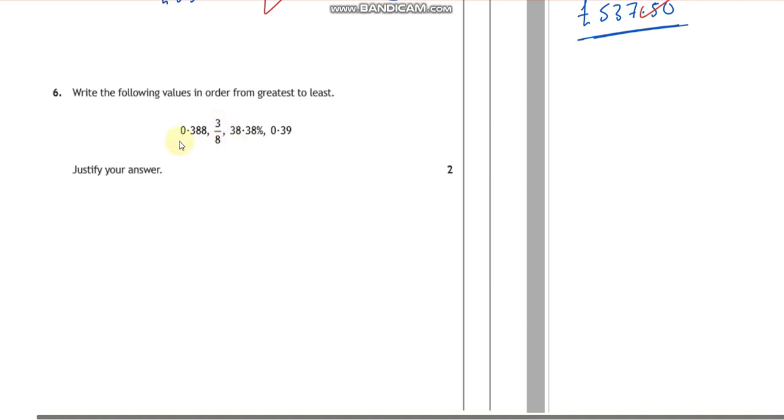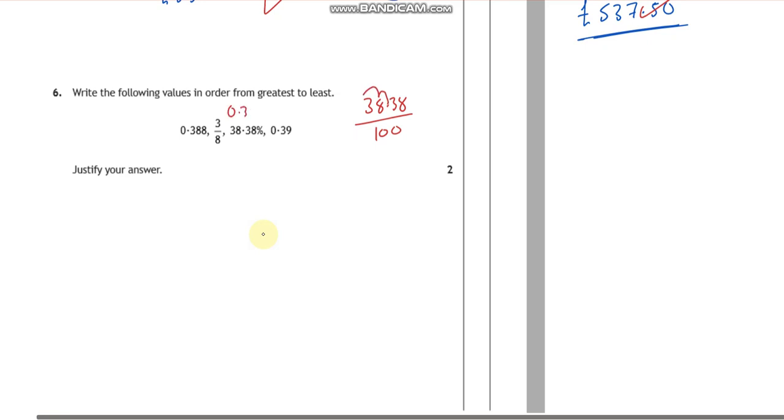So write these in order from greatest to least. Well, we want them to be the same, don't we? So that's a decimal, that's a decimal. This can be a decimal as well. All you have to do is divide by 100, because a percentage is literally, that's 38.38, as if it's out of 100. That's what a percentage is. So if I divide by 100, I move my decimal 2 places.